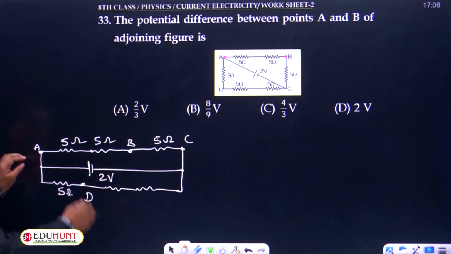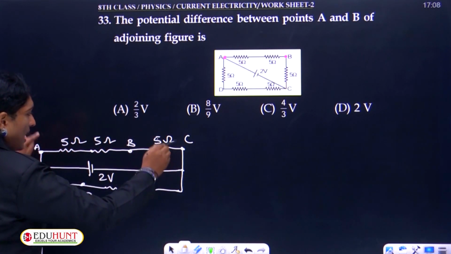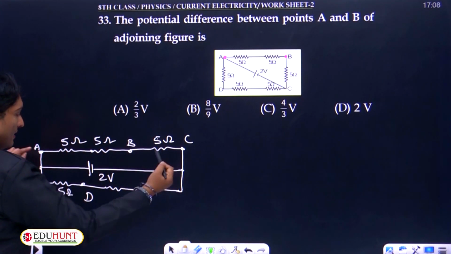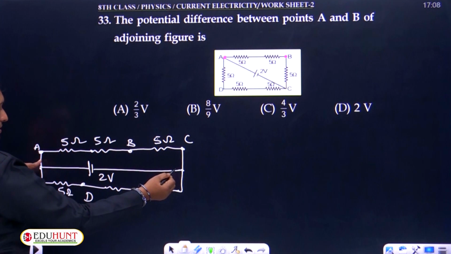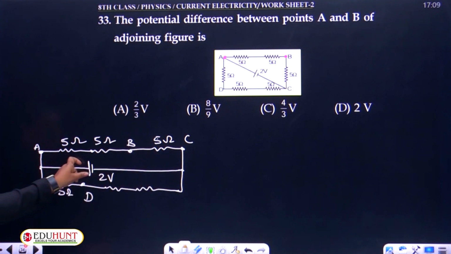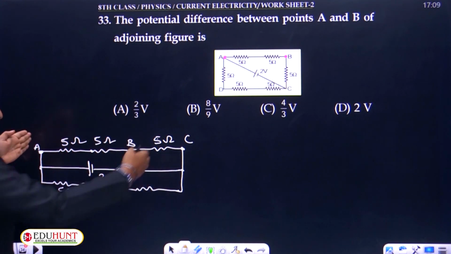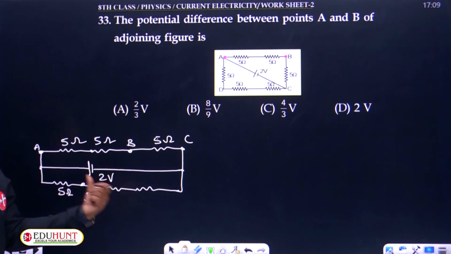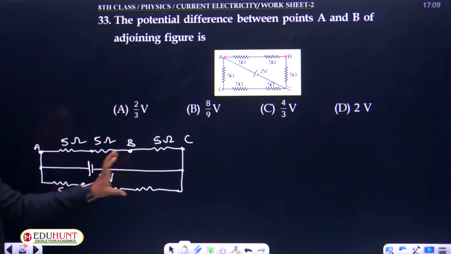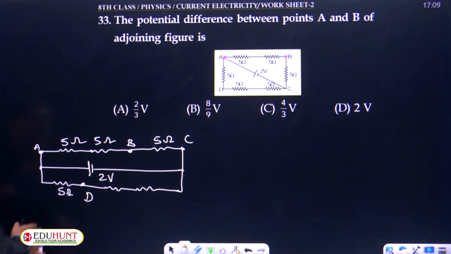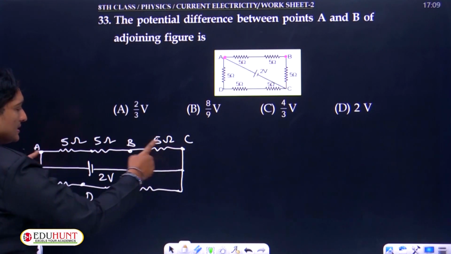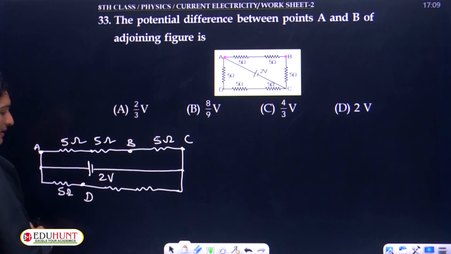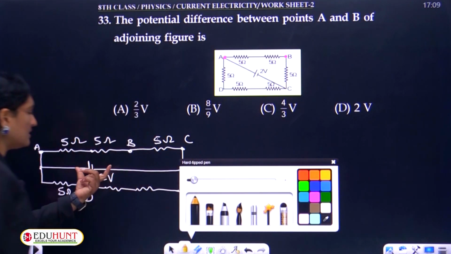So what you are observing is all the 3 resistors are connected together in parallel to the 2 volts battery, and again these 3 resistors are further connected in parallel to this 2 volts battery. So between these 3 as well as these 3, the same potential difference is maintained. As there are equal resistors, the potential difference is also divided equally among them. So, how much is the total supply?